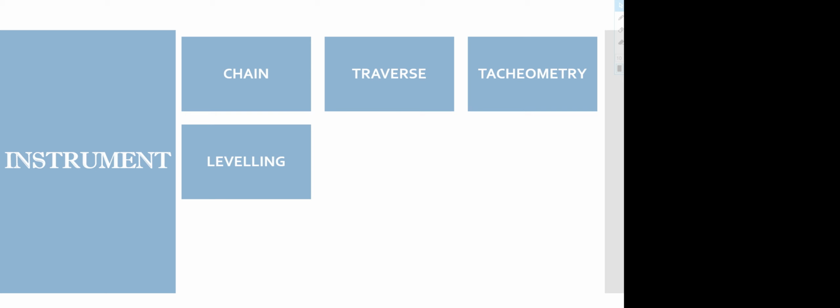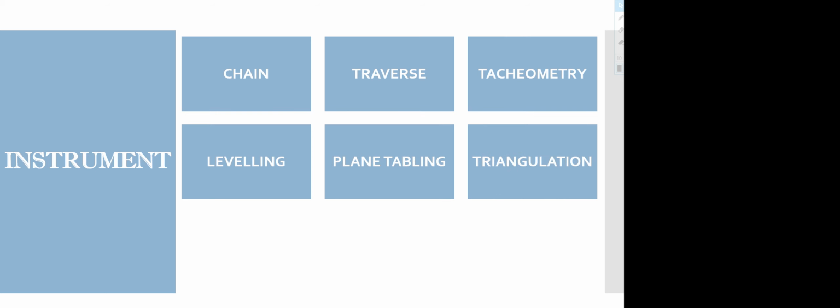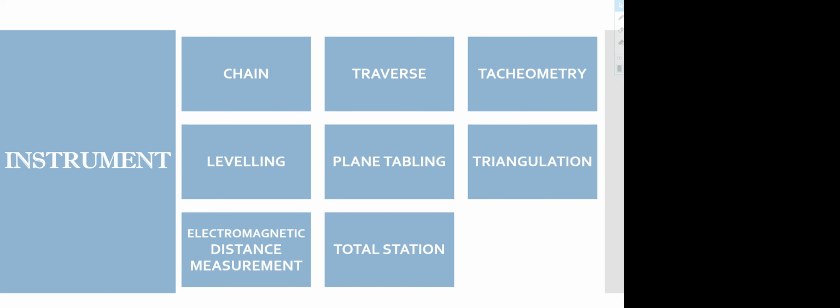Then you have instruments. For surveying, from the very first start of surveying till now, so many instruments have been developed to execute a proper survey. First is the very preliminary one, and even though it is preliminary, it is still in use in a few areas, as I have inquired. So first is chain, then you have traverse, then tachometry, leveling, plane tabling, triangulation method, EDM, total station and satellite based instruments.